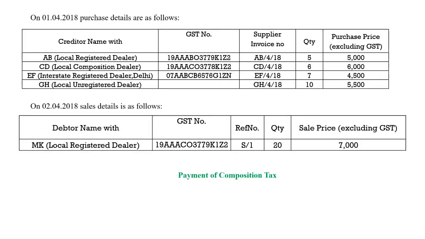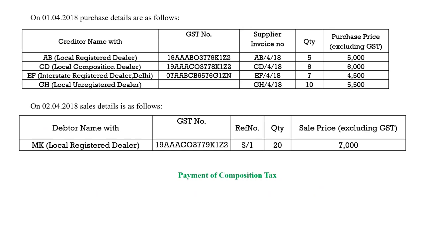Now you can see the transaction made on 1/4/18. And as per the theory, we consider all these cases. We consider AB as local registered dealer. We consider CD as local composition, EF interstate registered dealer, and GH local unregistered dealer. So in that sense, we consider local registered, local unregistered, local composition, and one interstate registered dealer.